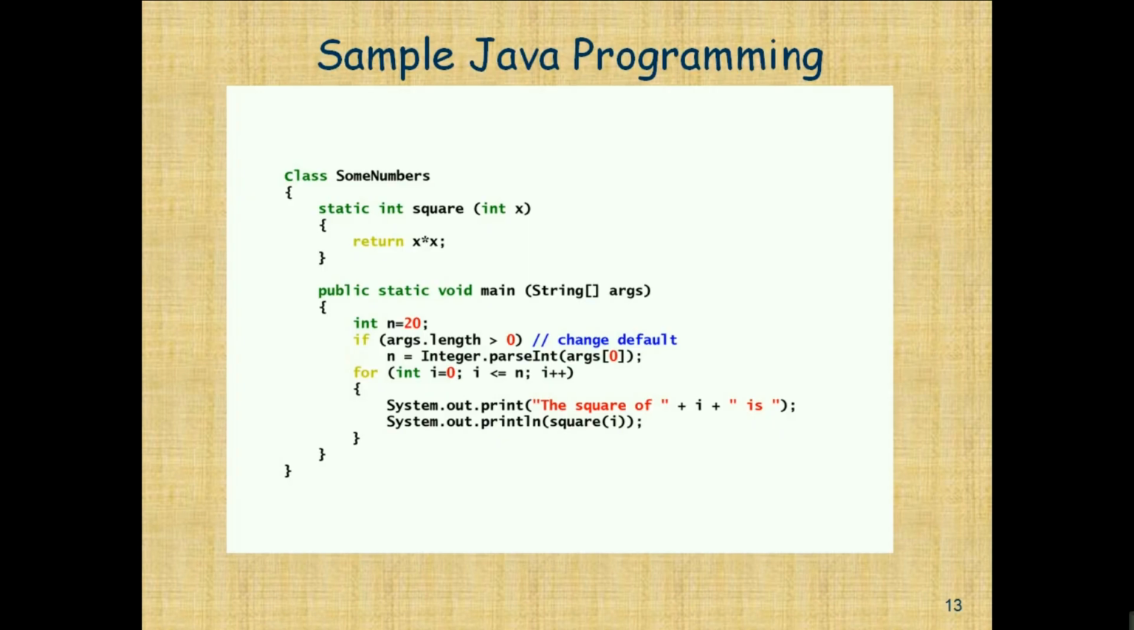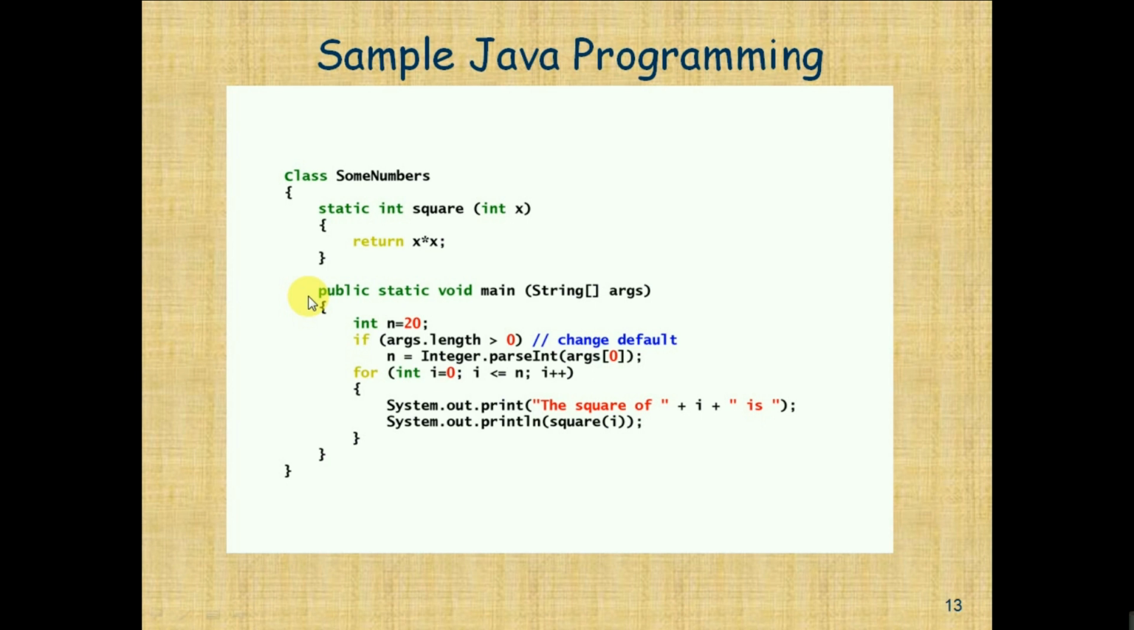This is one of the basic sample Java programs that I would like to show you. It has a class name, Some Numbers. This keyword describes that it is a Java class, and it has a method called square, and you are passing the attribute x. So you are returning x multiplied by x, and you have a main method. The main method is the first point of execution of any Java class. Without main, the Java program is not going to be executed.